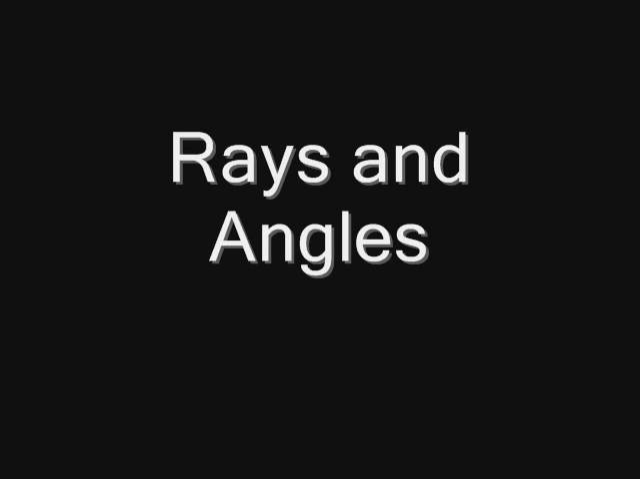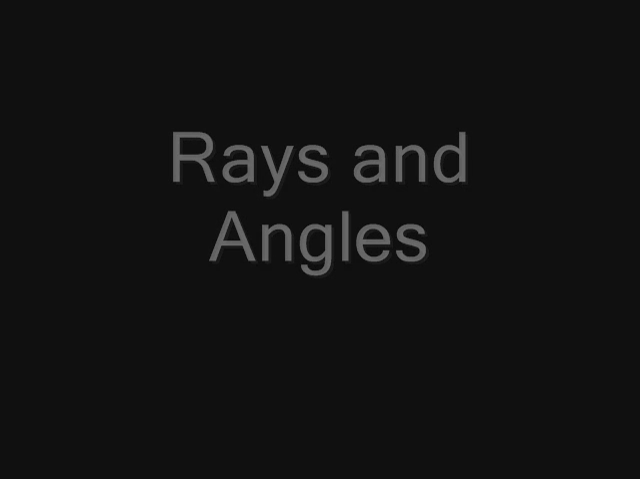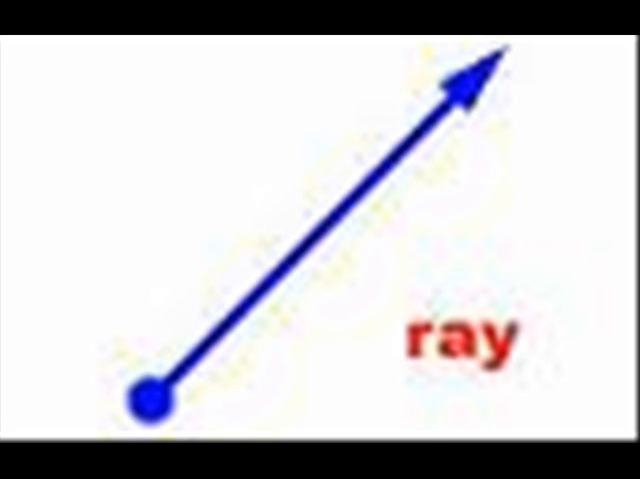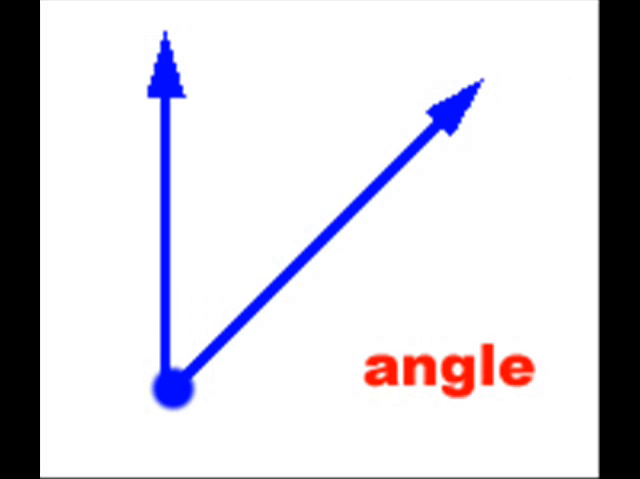Today I'm going to share with you everything I know about rays and angles. This is a ray. It starts at an endpoint and extends infinitely in one direction. Two rays combined form an angle. They are joined at the vertex but have two rays extending infinitely in two separate directions.